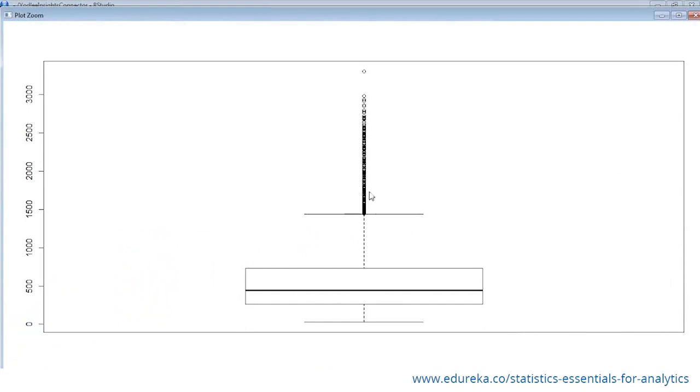And there are a few flights. The interquartile range is around 1500. And there are many flights which are flying even above this 1500. Since they are falling above this range, they are marked with these dotted lines.